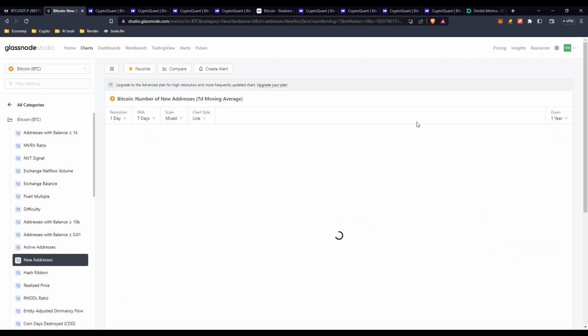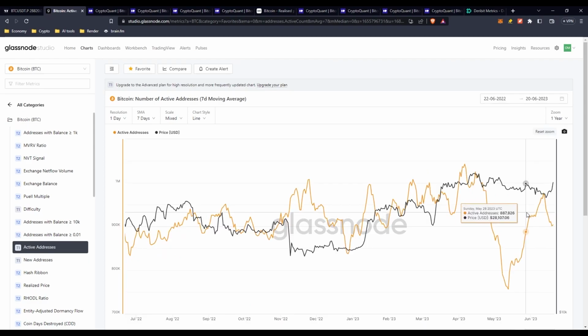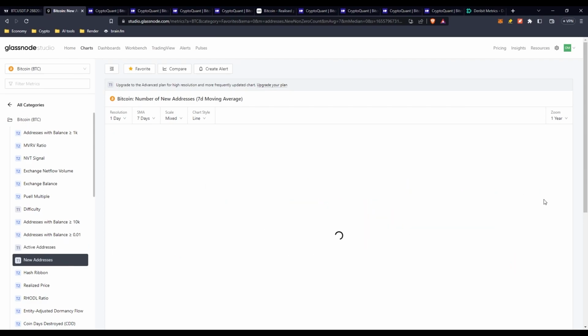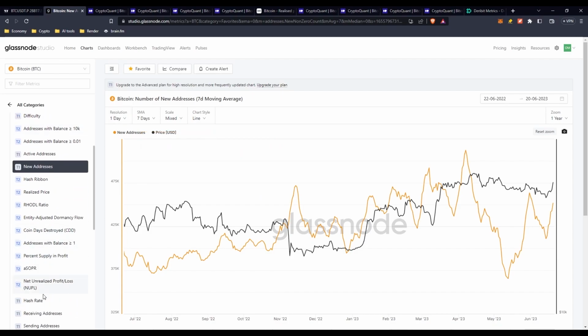Same with the new addresses. New addresses have had little rallies going up, but as you can see, it didn't really cross this peak, which gives a similar vibe to the active addresses. But there's a little recovery in the new addresses at last. So there's a little positive sign that at least new people are getting into the blockchain, which is good. That was about the healthiness.